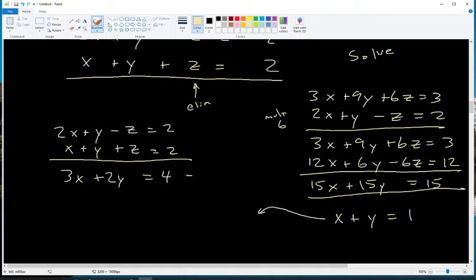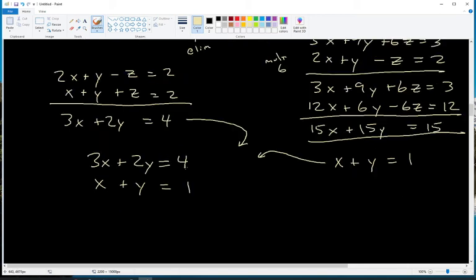Once I get there, I form a new system out of those two. And then I have to solve that new system. So I put those two together to form our new system. And then I got to solve this one.